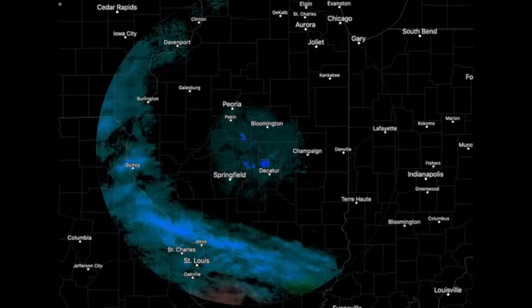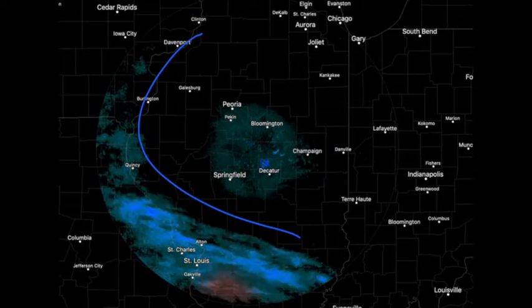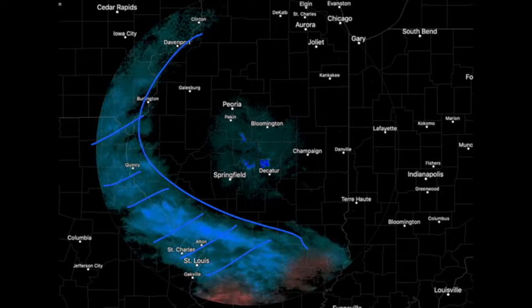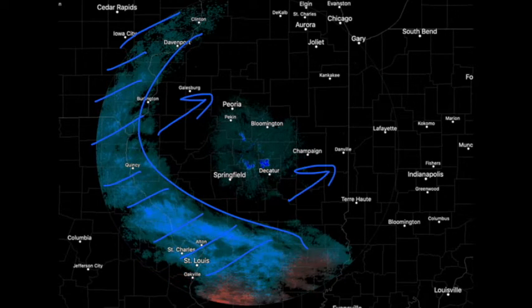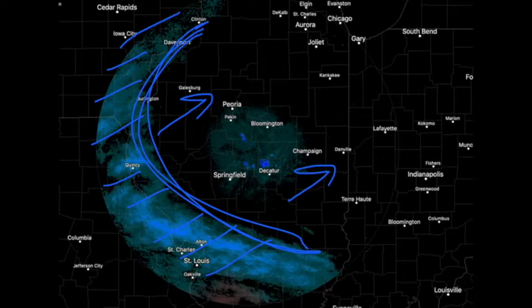Taking a look at the Lincoln radar, here's Champaign-Urbana. You see this snow shield right here. All this is light snow being picked up by the radar. You see how it looks like it's moving off to the north and to the east toward us, but it's never advancing past this line.